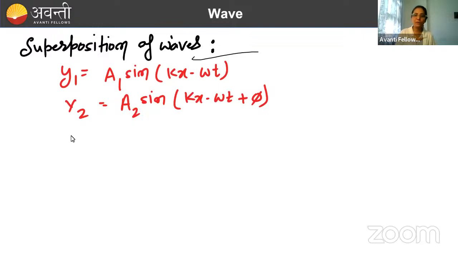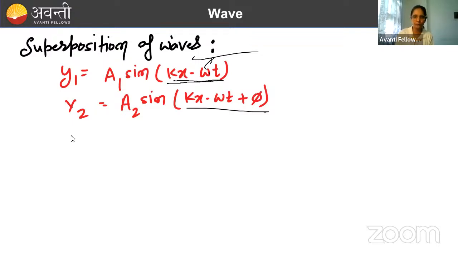Suppose two waves are given, A1 sin(kx minus omega t) and A2 sin(kx minus omega t plus 5). Again I have taken their wave number to be the same, and their angular frequency to be the same. Done. So what is the phase of the wave? Phase is whatever angle is inside the sine, that is called phase.